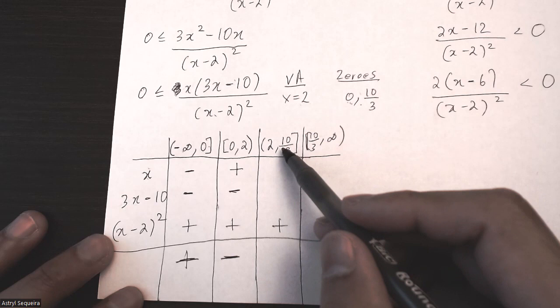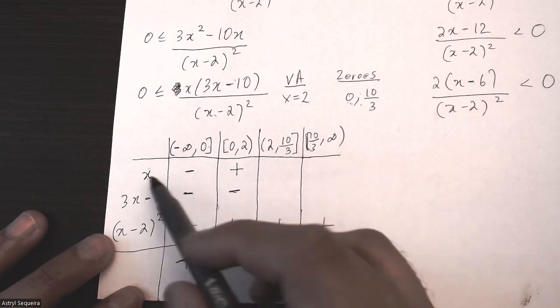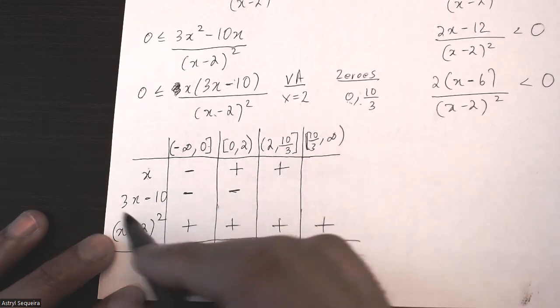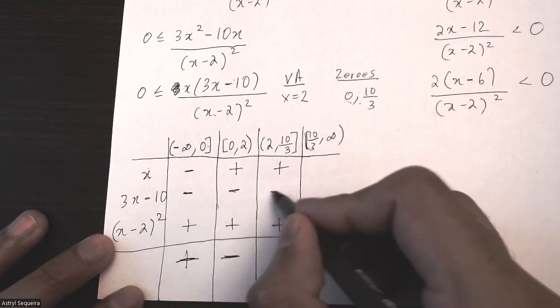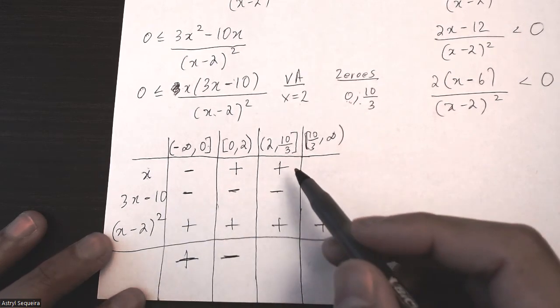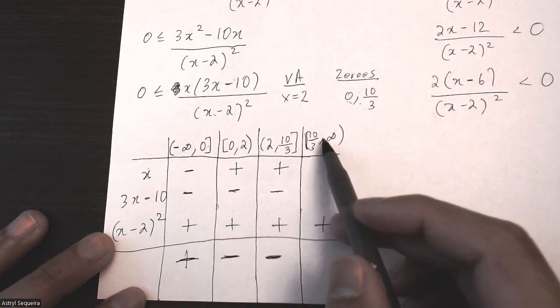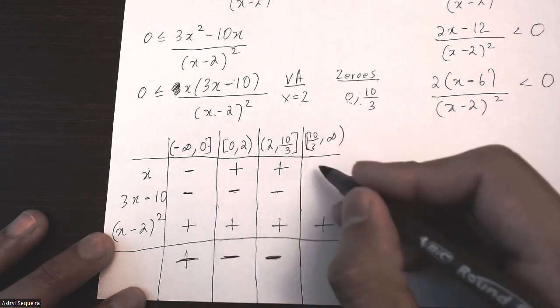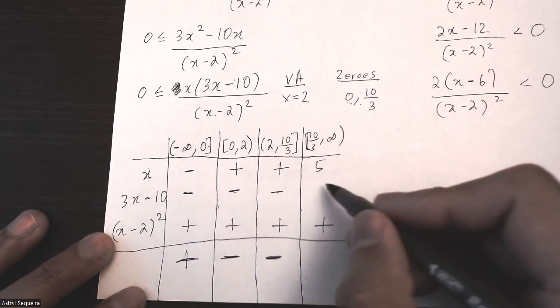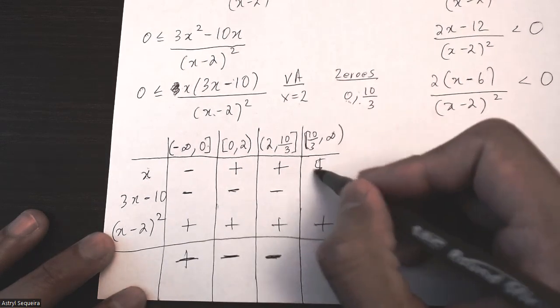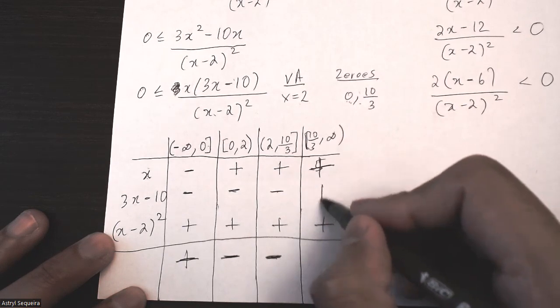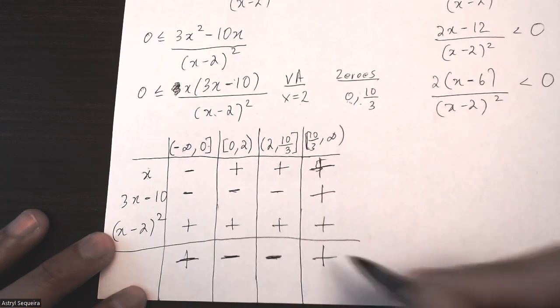Between these two, I will pick 3. So 3 is just positive. 3 times 3 is 9. 9 minus 10 is negative. So this over here is just going to be negative again. Then over here, I'll pick 5. So 5 is positive. 3 times 5 minus 10 is positive 5. Oops, that's a positive. So these are all positive, which makes this positive.